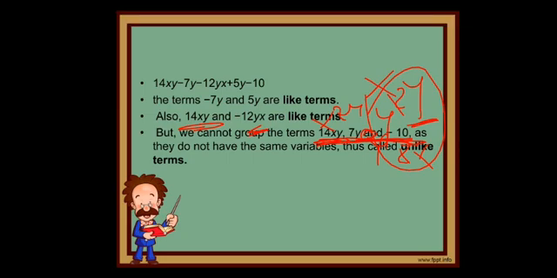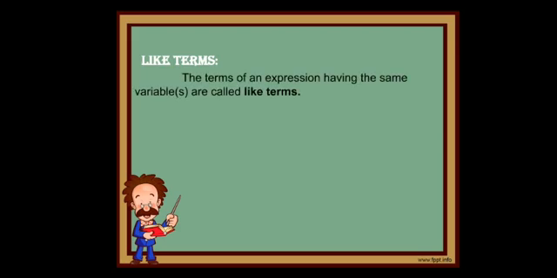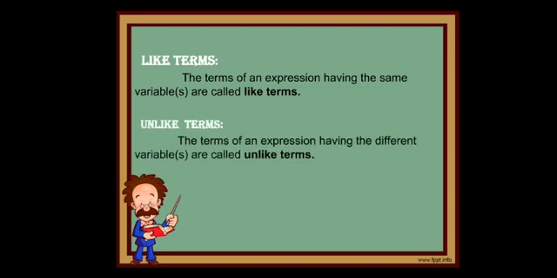So using this, can you define what is a like term? Yes, the terms of an algebraic expression having the same variable factor. So the terms of an algebraic expression having the same variable are called like terms. So what are unlike terms? The terms of an expression having different variables are called unlike terms.